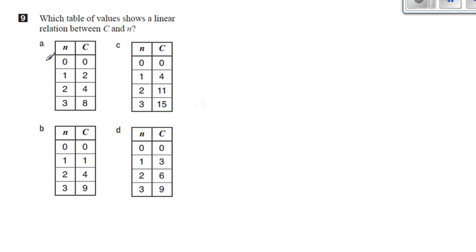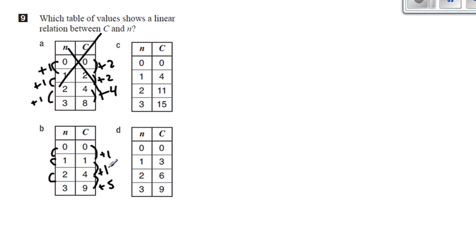So we look at first differences. So for N, I'm always going to have this plus 1, plus 1, plus 1. So in A, I have plus 2, and plus 4. Nope, that's not linear because this is not a constant rate of change. Here, plus 1, plus 1, plus 1, plus 1, plus 3, plus 5. Oh, that's definitely not linear because that is not a constant first difference.